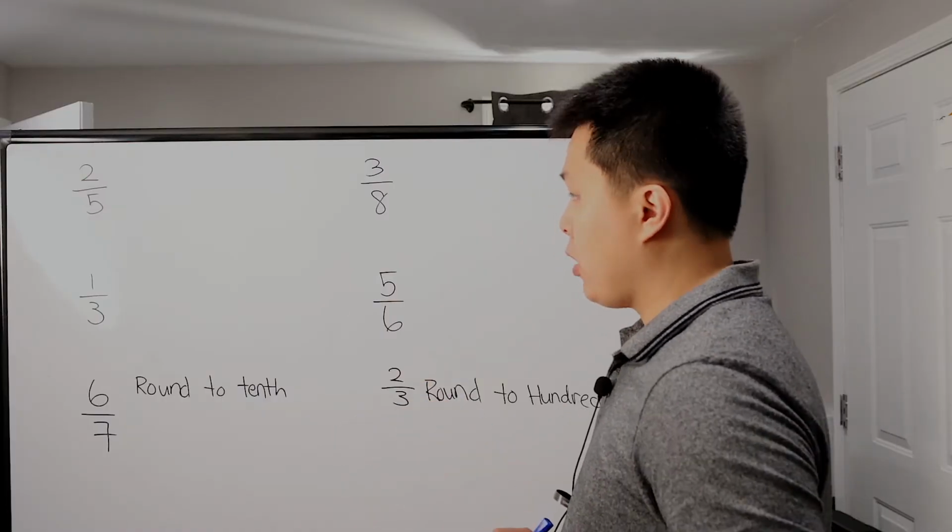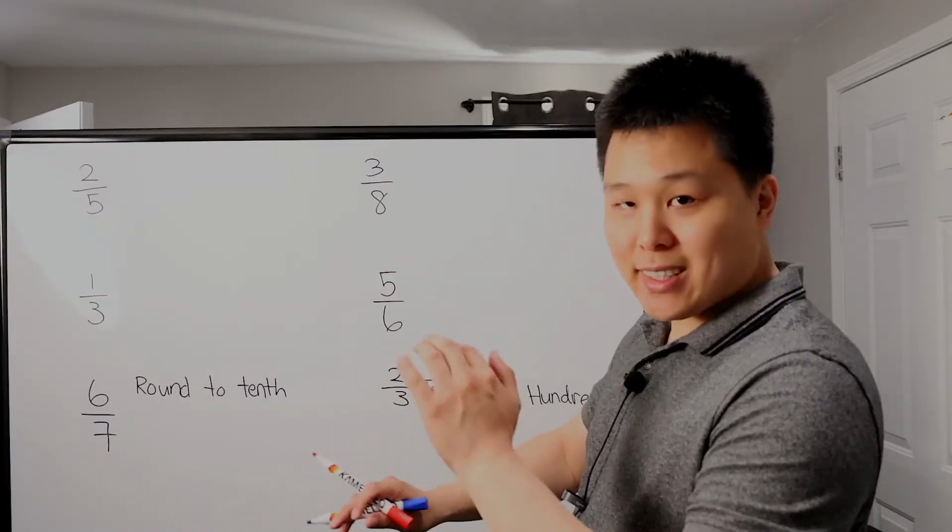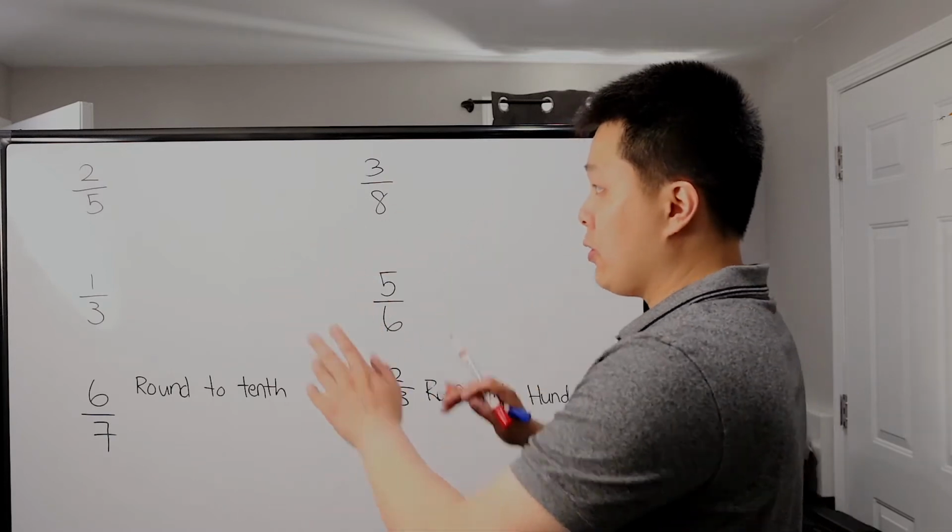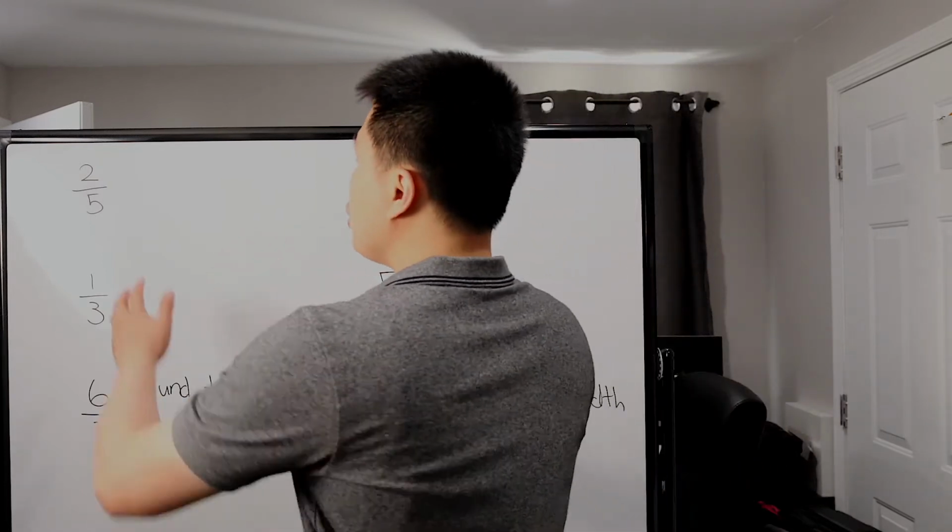Alright, so here's our practice problem. Each and every one of them is tailored so that you can see the three different possibilities when converting fractions into decimals. Let's just start off with the first one.